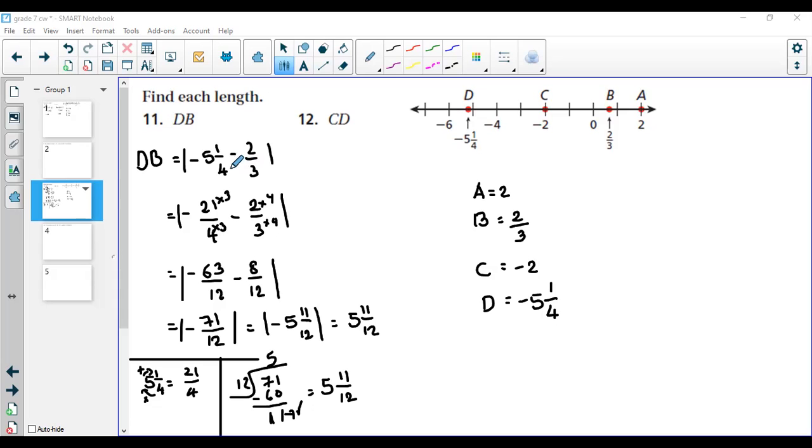Rather, there are shortcuts, but I'm not going to teach you the shortcuts, as if you don't know the proper method of doing, there is no use of learning the shortcut. All right, so you can do it this way. So the distance between D and B is going to be 511 over 12.